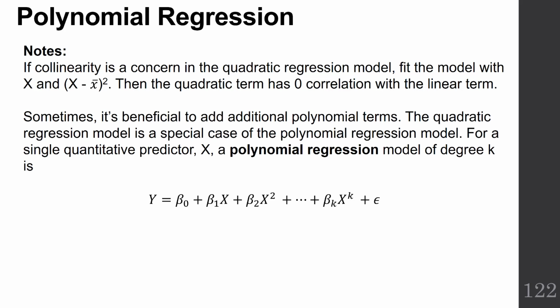Sometimes it's beneficial to add additional polynomial terms like a cubed term. The quadratic regression model is a special case of what's called polynomial regression. For a single quantitative predictor, x, a polynomial regression model of degree k is y equals beta naught plus beta 1x plus beta 2x squared plus all the way up to beta k x to the k, plus an error, of course.